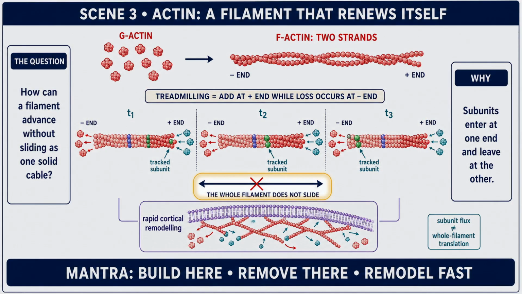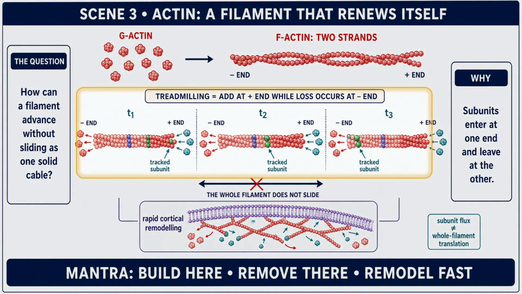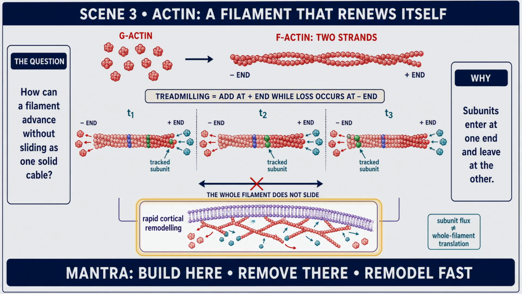The important point is that the filament is not simply sliding forward as one solid cable. Individual actin molecules enter the structure at one end and leave at the other. The pattern can advance while the material itself is continuously renewed. That dynamic behavior is exactly why actin is so useful near the cell surface. The cell can build actin in one region, remove it somewhere else, and reshape its cortex rapidly.